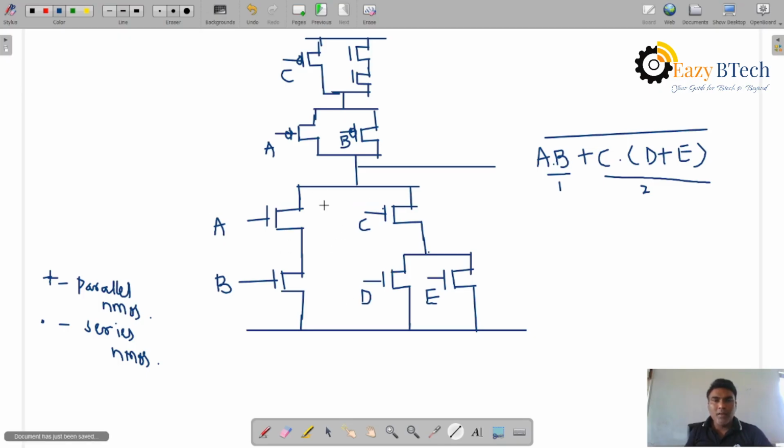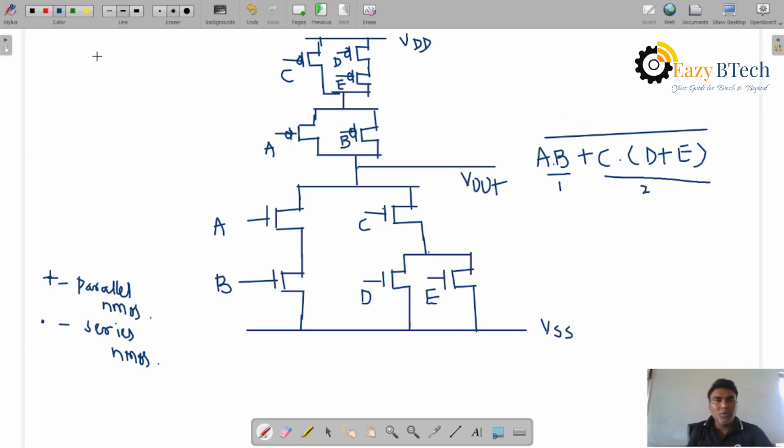First term, second term parallel. So here AB in series, complement AB parallel. And C and D plus E were parallel, but here it is series. C is in series, and D and E are parallel. Here it is series. You can go through and practice this one. So D and E, right? PMOS transistors, VDD, VSS, and Vout, for the given logic, the complex gate representation.